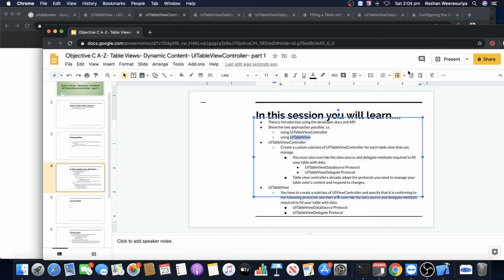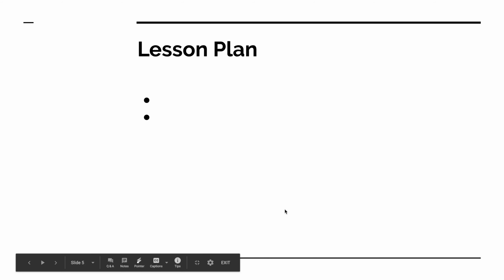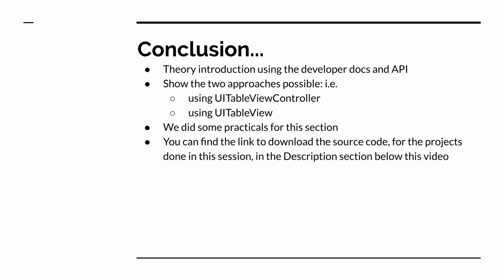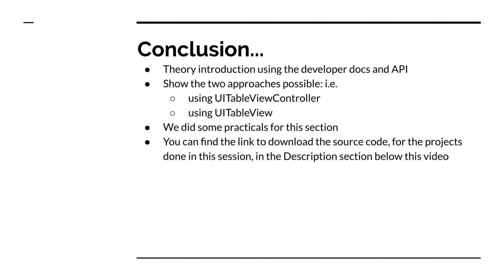So in that second approach, you have to make sure that you create a subclass of UIViewController, and then specify that it conforms to the following two protocols, the UITableViewDataSource protocol and the UITableViewDelegate protocol. Then you also have to override the data source and delegate methods. We'll look at that in a lesson down the line, after this. So the conclusion is you learned all those, and you have a clear idea of the two different approaches.